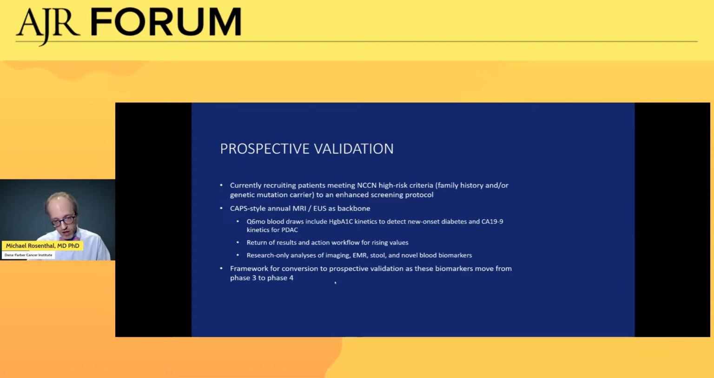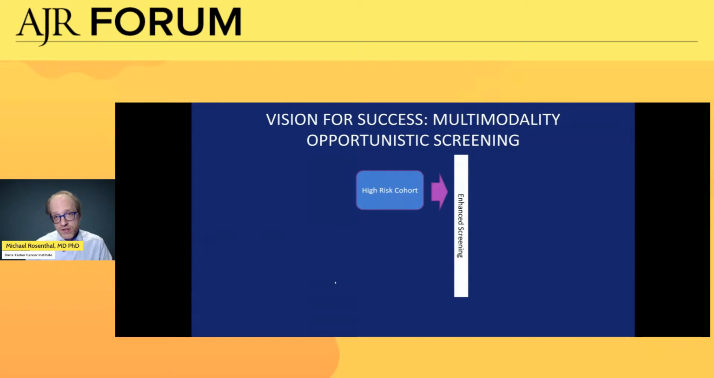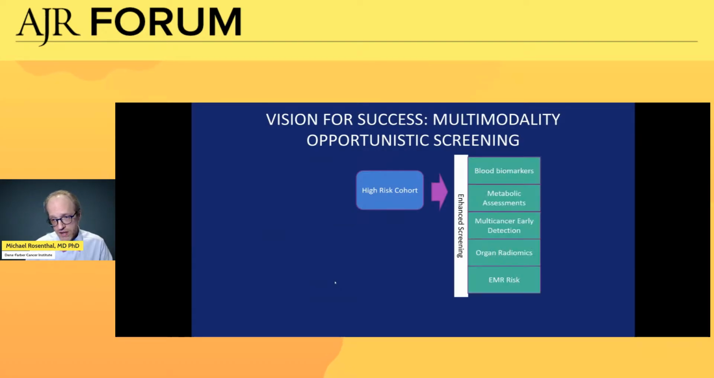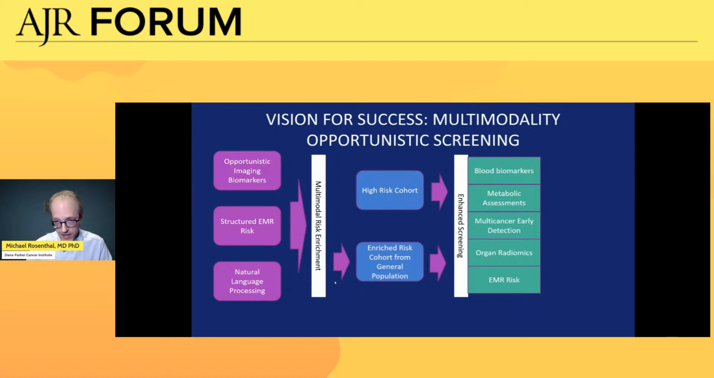This is really a framework for conversion to prospective evaluation as these biomarkers move from phase 3 to phase 4. So the vision for success is to build on what we've already done with CAPS and high-risk cohorts, do enhanced screening that will incorporate blood biomarkers, metabolic assessments, MSED assays, organ radiomics, and EMR risk, but also to fold in this new opportunistic screening using imaging biomarkers and EMR risk models so that we can have this enriched risk cohort from the general population that we screen, find early detection, and cure.